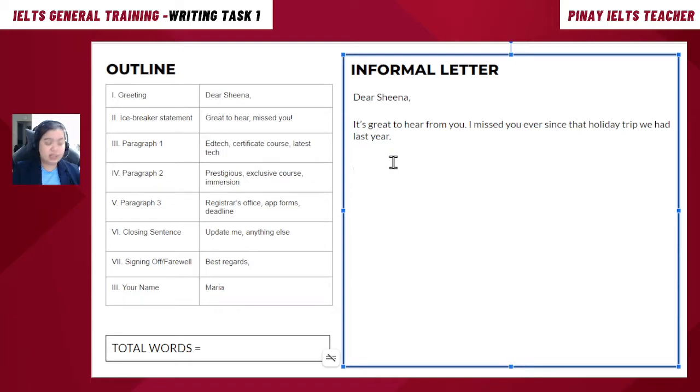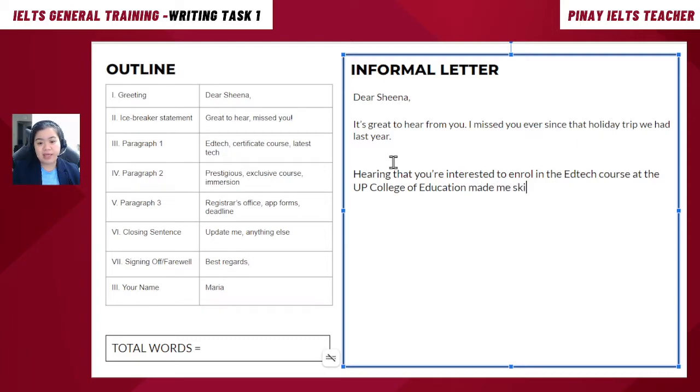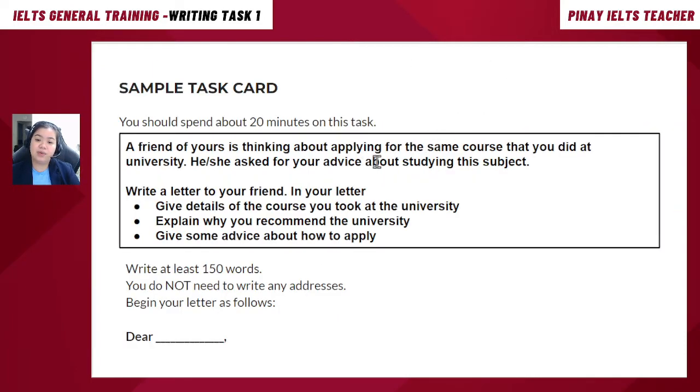So I would say something like, hearing that you're interested to enroll in the EdTech course at the UP College of Education. This is my school, by the way, where I graduated. So this is the only thing I could think at the top of my head. Okay, made me skip with joy. So remember, the letter is telling you that your friend wants to apply for the same course that you did.